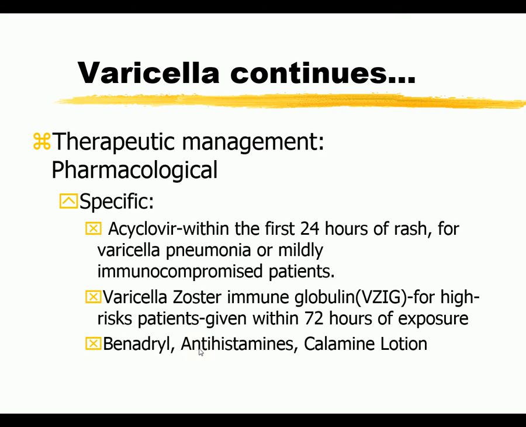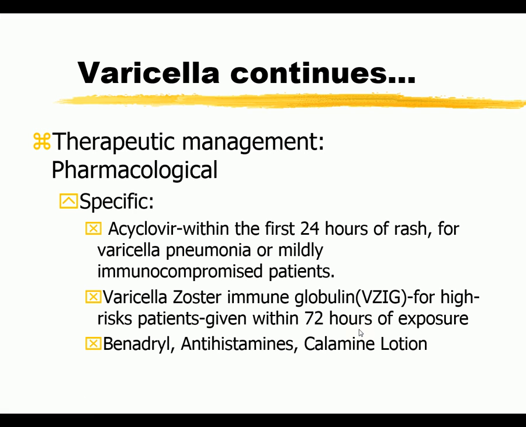As far as looking at therapeutic management, specifically, again, acyclovir in the first 24 hours of the rash for varicella pneumonia or mildly immunosuppressed patients. Otherwise, it's just treat the symptoms. So unless they are very sick already and have some immune issues, it's just treat the symptoms. You could give varicella zoster immune globulin if they are a very high-risk patient, but it has to be given within 72 hours of exposure.